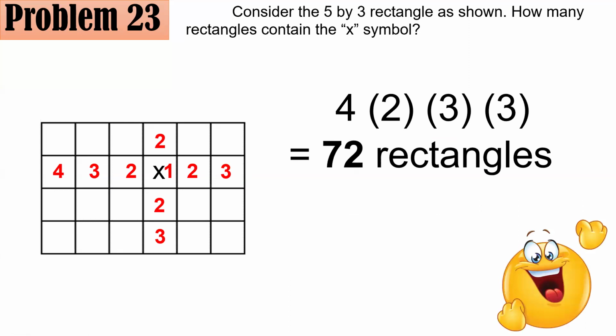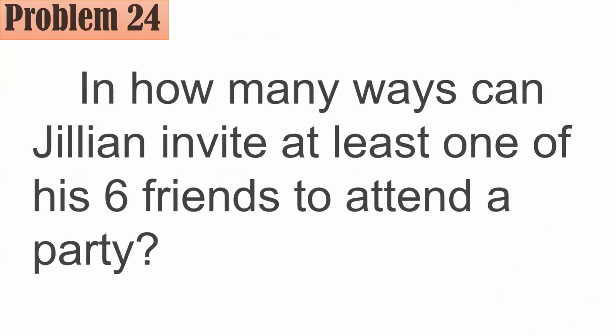All right? I hope that you got this. Let's move on to item number 24. In how many ways can Jillian invite at least one of his 6 friends to attend a party?